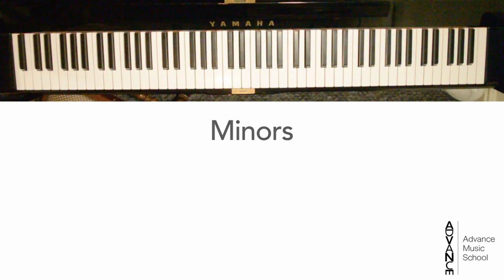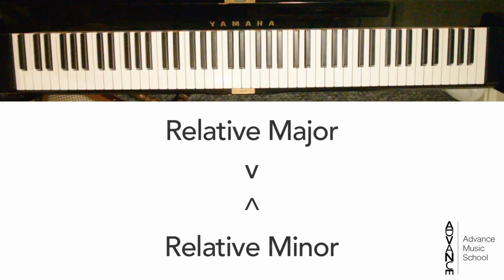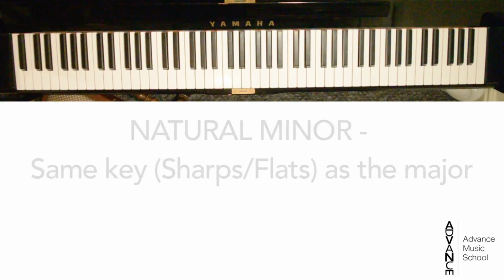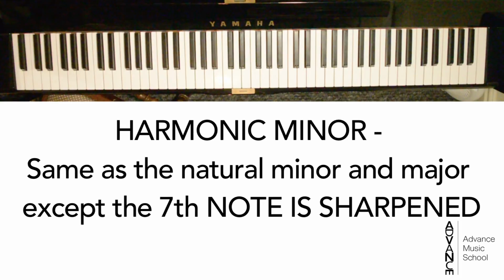At the beginning of this video, we learned about the relative minor, which has the same key signature as the relative major. This type of minor is called the natural minor. The notes in the natural minor are exactly the same as the relative major. However, there are 2 other types of minor. The first is the harmonic minor. The harmonic minor scale has the same notes as the natural minor, except the 7th note is sharpened.